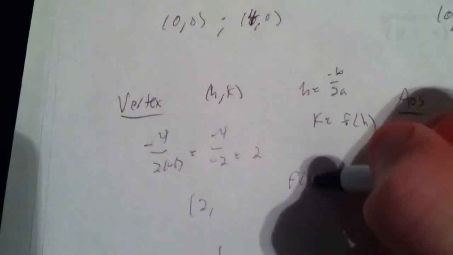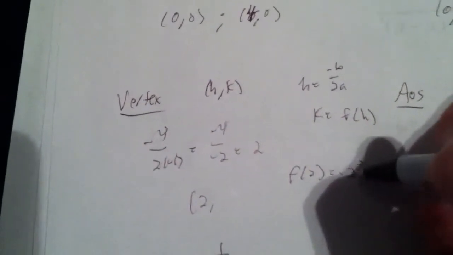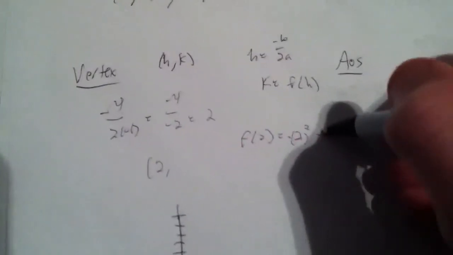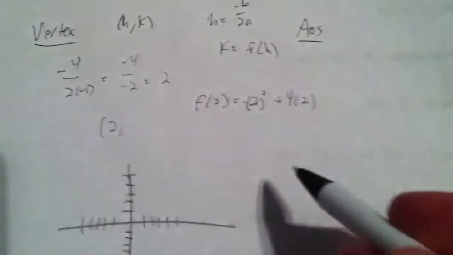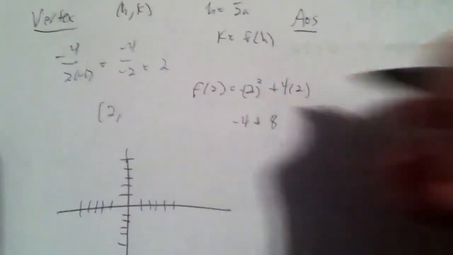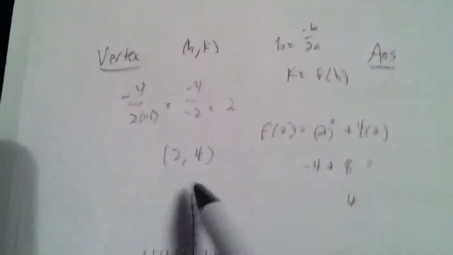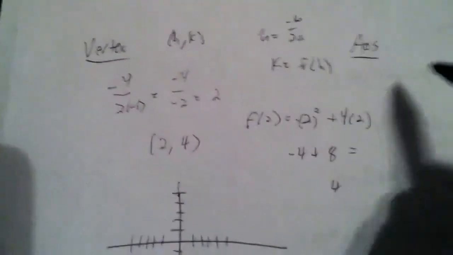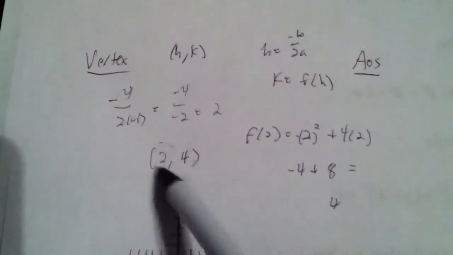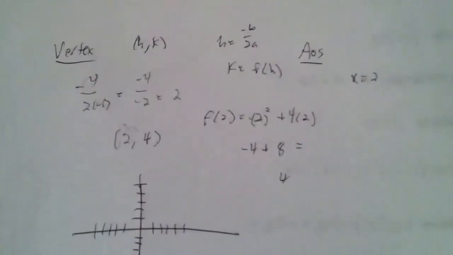So f of 2 equals negative 2 squared plus 4 times 2. So 2 squared is 4, so negative 4 plus 8, because 4 times 2 is 8, and that gives you 4. So the other part is 4. To find the axis of symmetry, it's always x equals this number. So in this case, x equals 2.